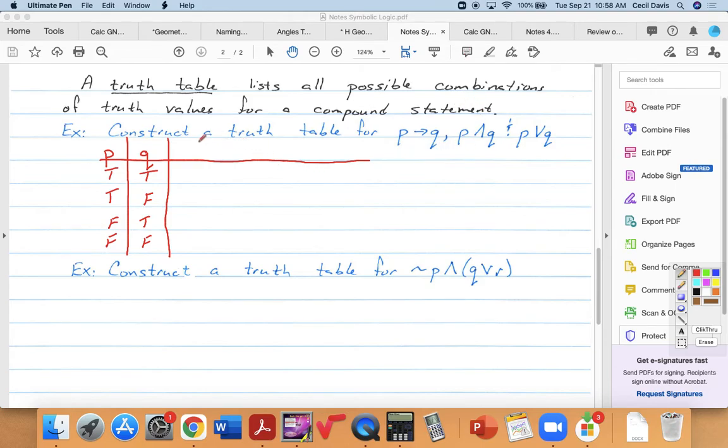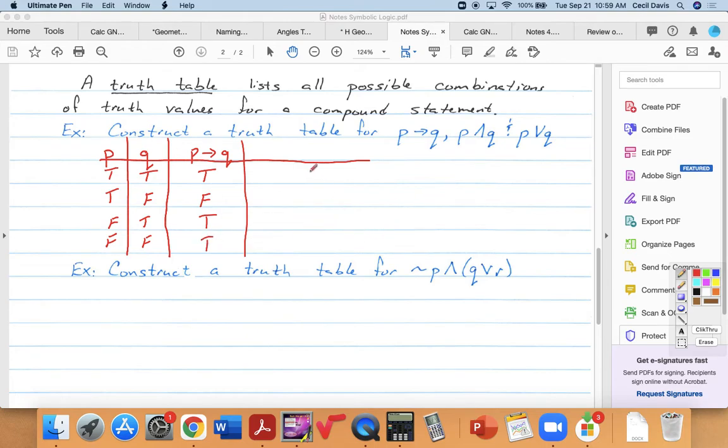All right? So let's look at P implies Q. True implies something true. Is that true or false? True. That's true. Truth implies falseness. False. That's false. False implies true. That's true. And false implies false? True.